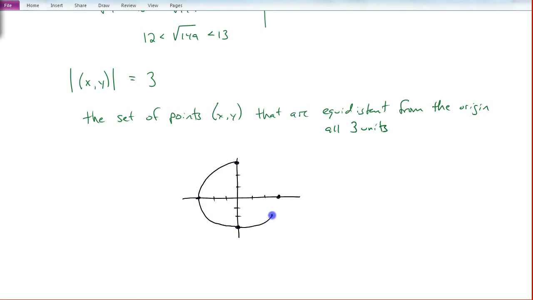So I'm just trying to help you understand the definition of the absolute value. So this is called a locus of points. A circle is a locus of points equidistant from another point, and this one in particular would be described by the absolute value of all the points x comma y that lie on this circle would be described by that equation.